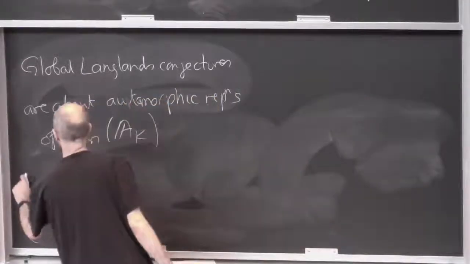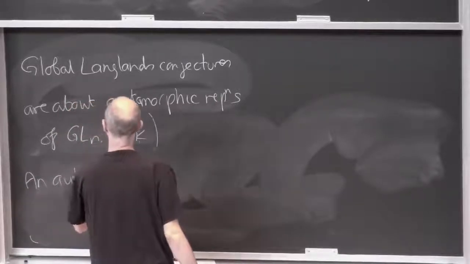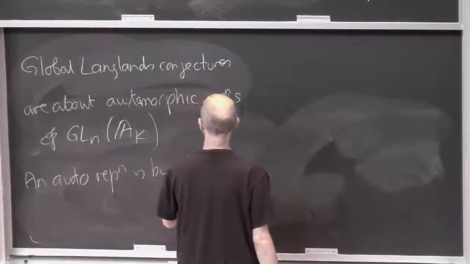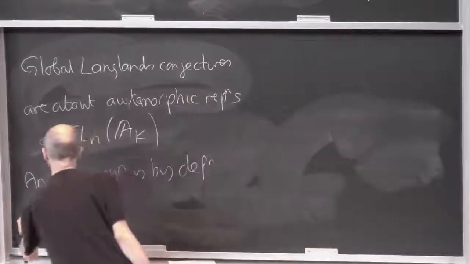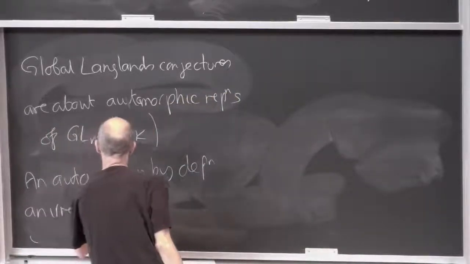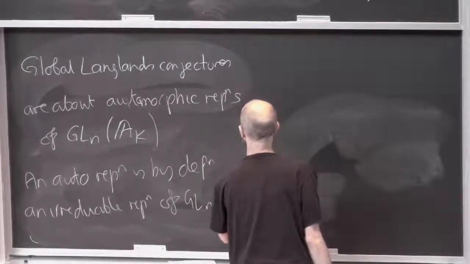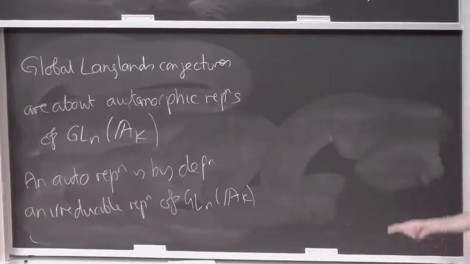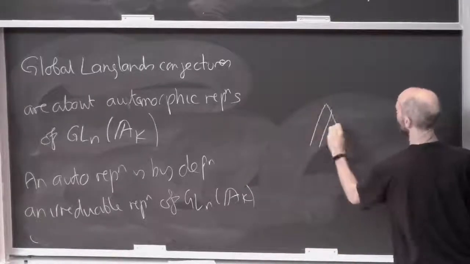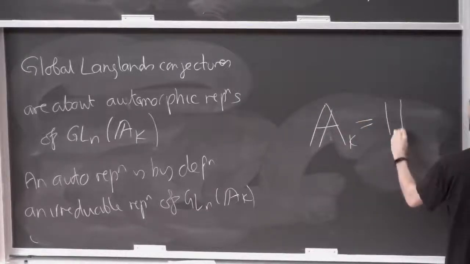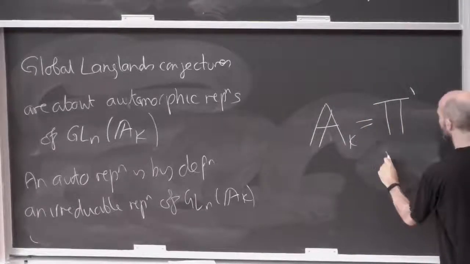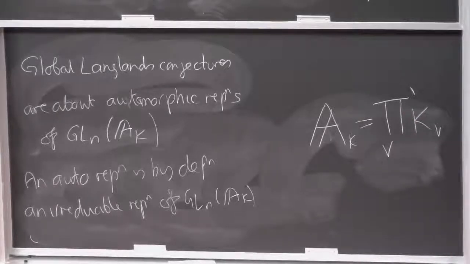So an automorphic representation is by definition an irreducible representation of GLN of the Adels of K. Now we know about the Adels of K. There's this restricted product, right? Adels of K is the restricted product over all places V of KV. Okay, and that product is hiding information. This product is saying for all but finitely many of the finite places V, this thing should be integral or whatever.